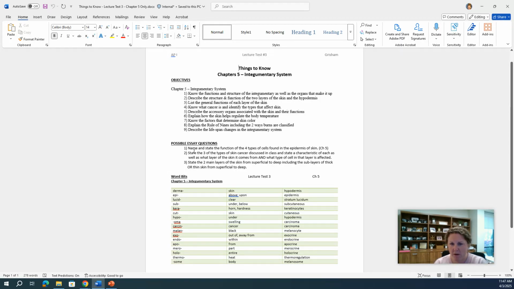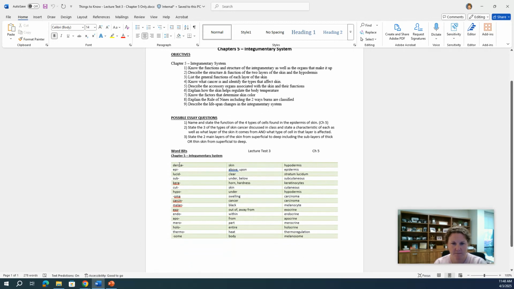Once again, if you're preparing for the essays, you are also preparing for multiple choice material. So like you could easily see multiple choice questions about the 4 types of cells in the epidermis, the 3 types of skin cancer, and the 2 main layers of the skin. And so I would definitely prepare for these. Because that 10 points really could be the difference between an A and a B, B and a C, C and a D, or even failing the test. So make sure you're prepping for that essay for all 3, but you are only going to have to actually answer one of them on the test.